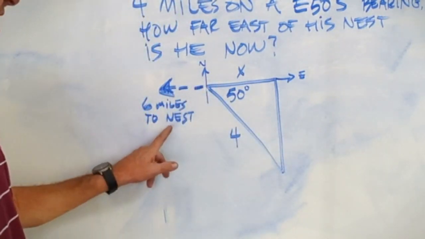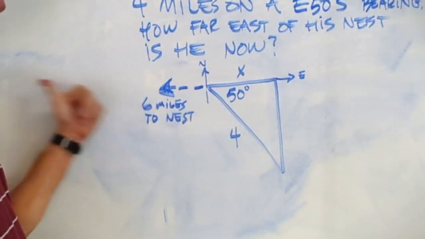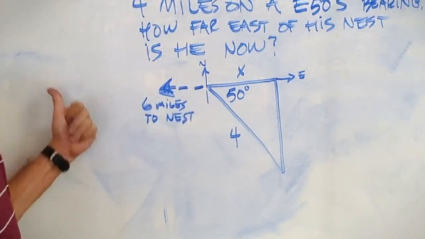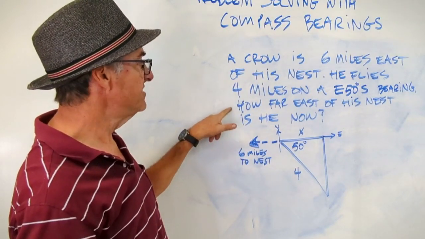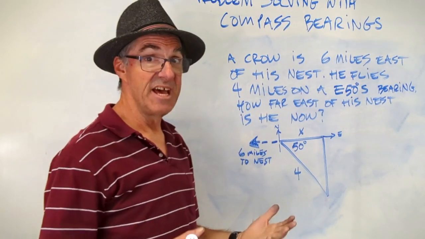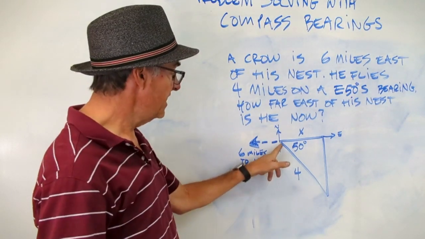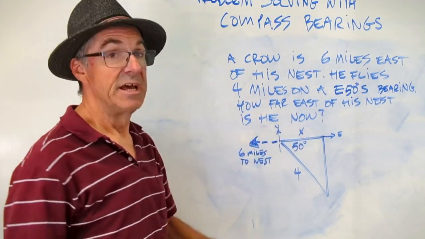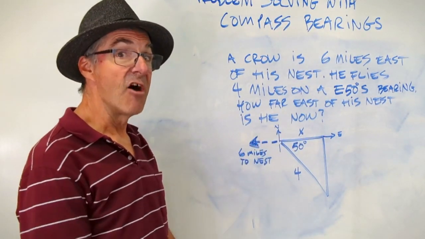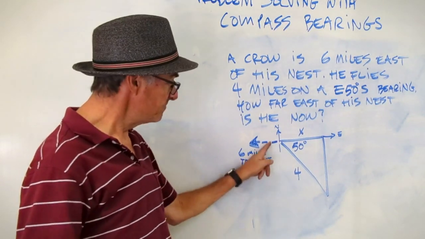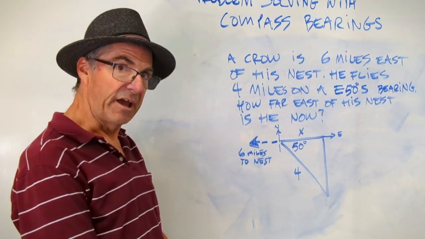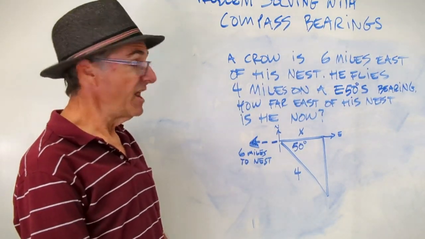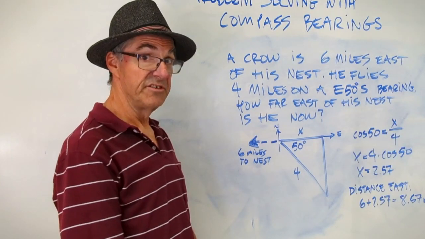I've also noted on my diagram that the nest is 6 miles to the east. I didn't actually put it on here, but it's 6 more miles to the east. So we're being asked, how far east of the nest is he now? So here, he's already 6 east. We just need to find out what this distance is, add it to 6, and that would be how far east the crow is after this flight. Okay, so if that makes sense to you, now I want you to pause the video and answer the question. Let's see how you did.